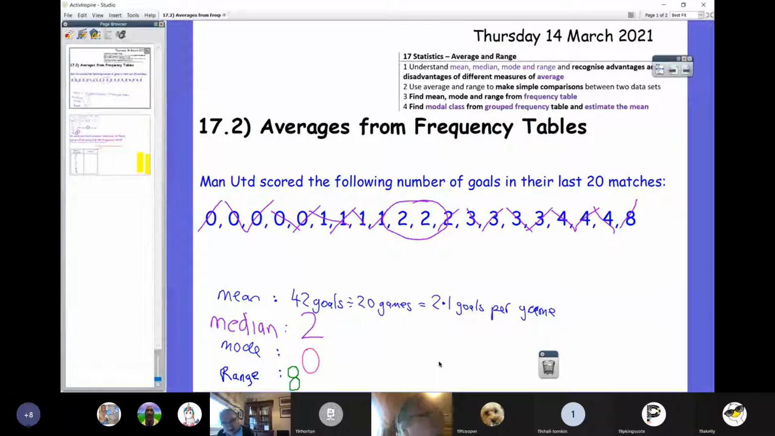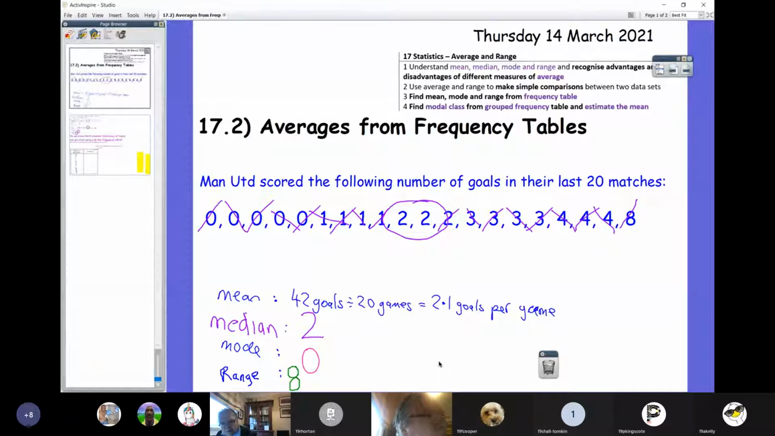Now, working out averages and the range from a list of data is fine when the list isn't that big. But just imagine you were trying to work out some stuff for every single person in the country or something. The list would just be ridiculously long. You'd know how to do it, but it would just take you forever. So when the list starts becoming very long, we simplify the list into what's called a frequency table.